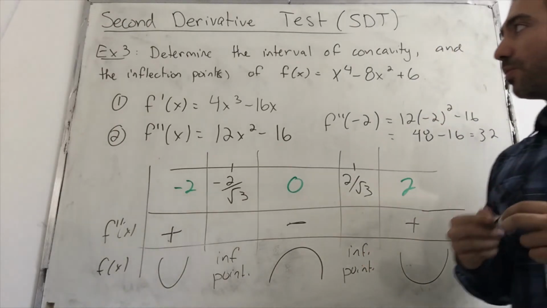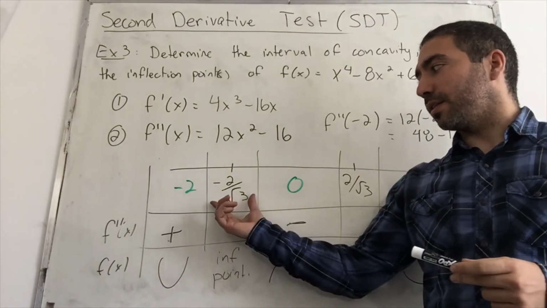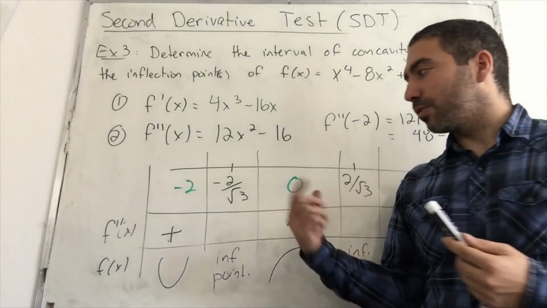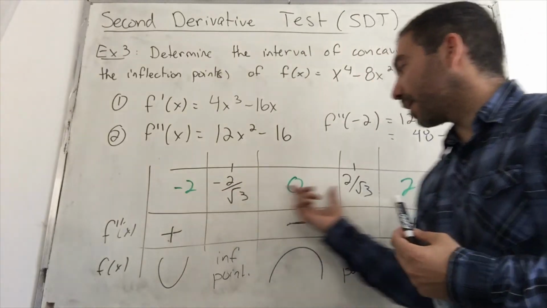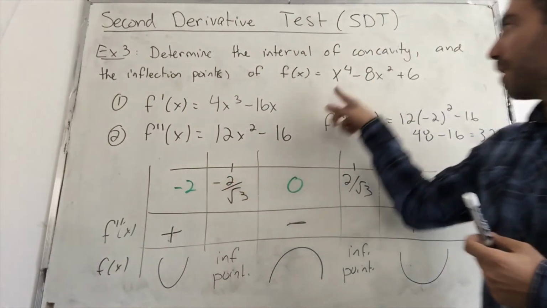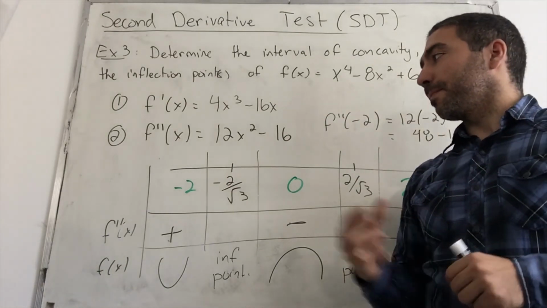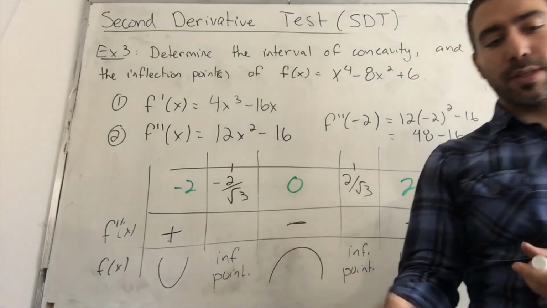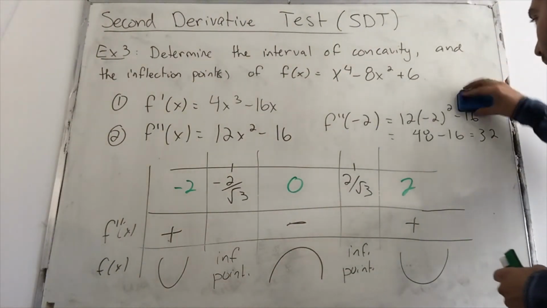Okay. So to answer the question, we have two inflection points, one at negative 2 over root 3 and positive 2 over root 3. Now to find the point, we're just essentially going to plug these back into the original function. So to get the actual point, you just have to plug this back into the original. And now to answer the question of the interval of concavity, well, let's write this down. Let's erase this.